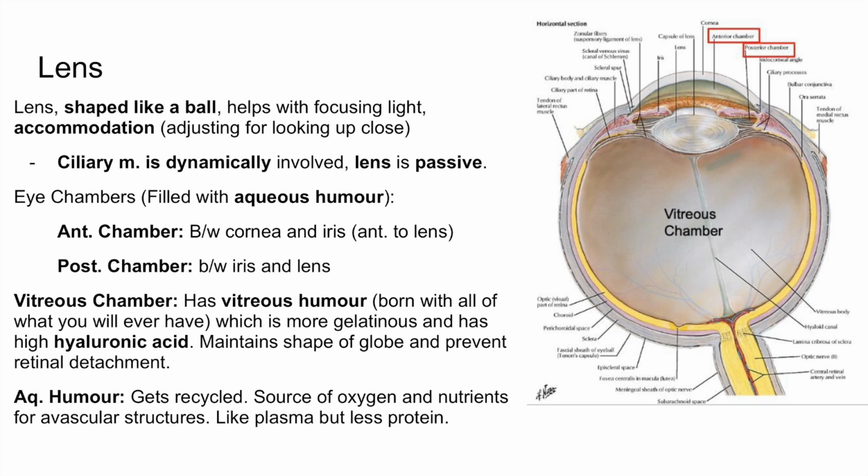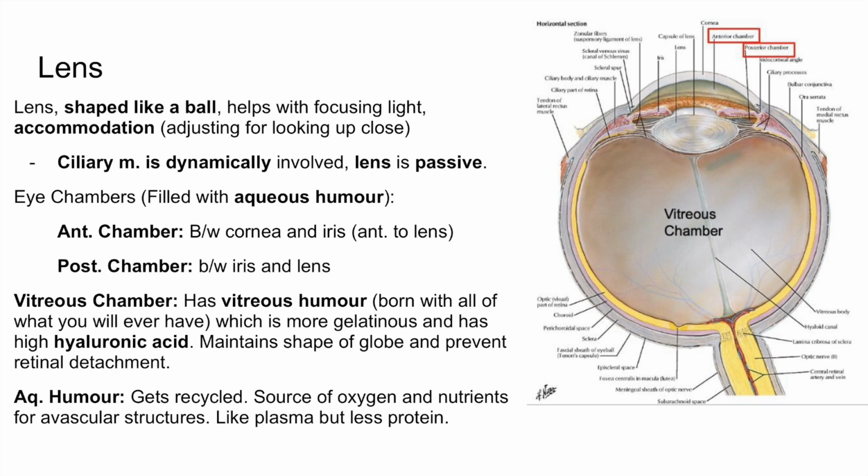So finally, the vitreous chamber is a large space behind the lens filled with what's called vitreous humor. And unlike aqueous humor, this is a gel-like substance rich in hyaluronic acid, and you're essentially born with all of it. So you don't continuously replace it. Its main roles are structural, and it helps maintain the shape of the globe and keep the retina pressed against the back of the eye, which is critical for preventing retinal detachment.